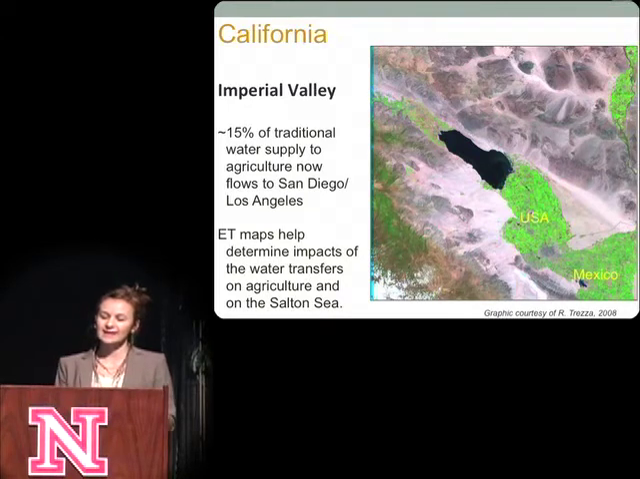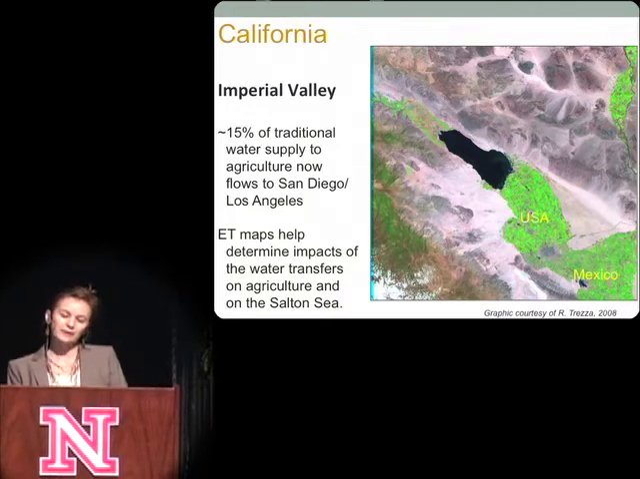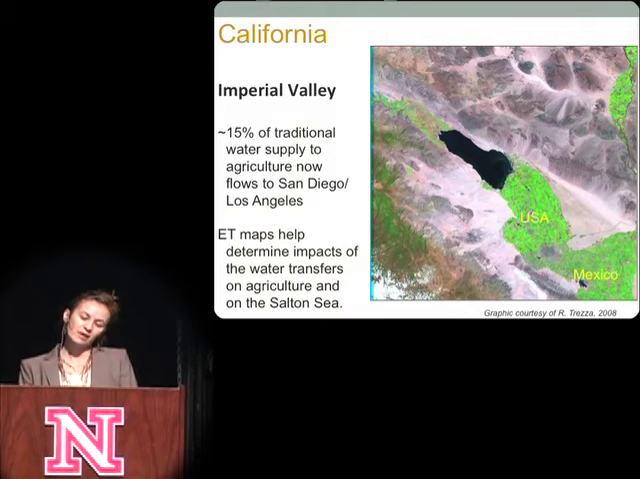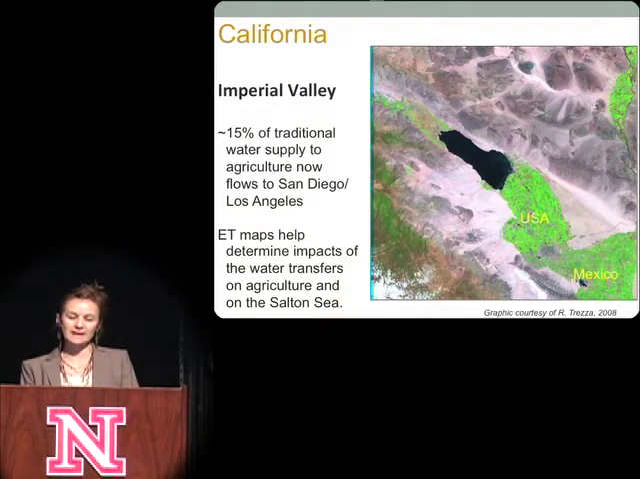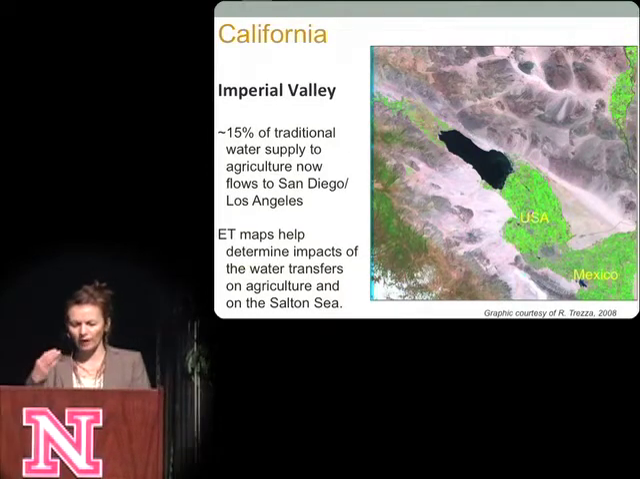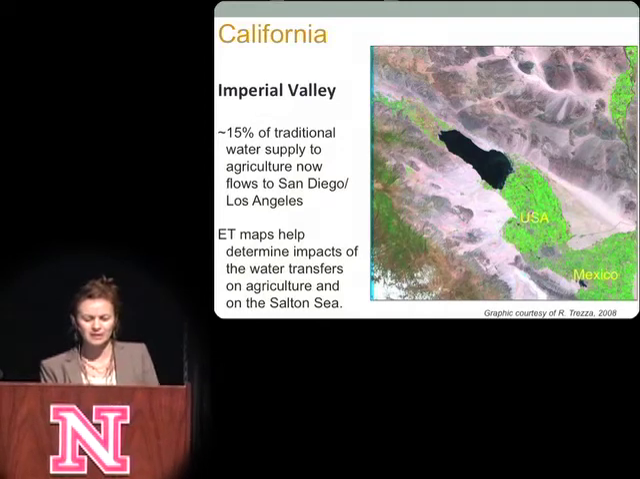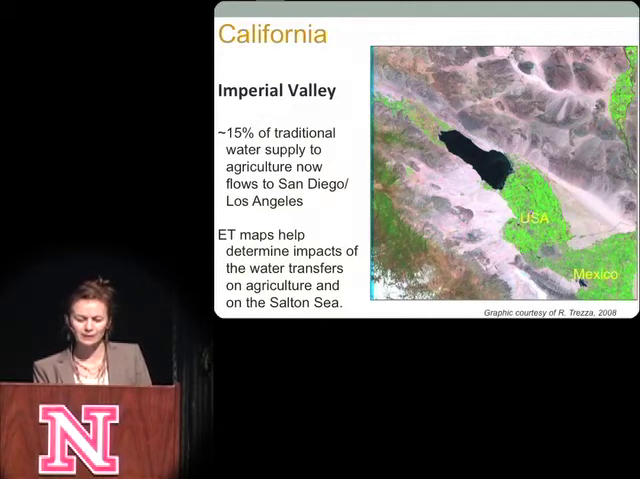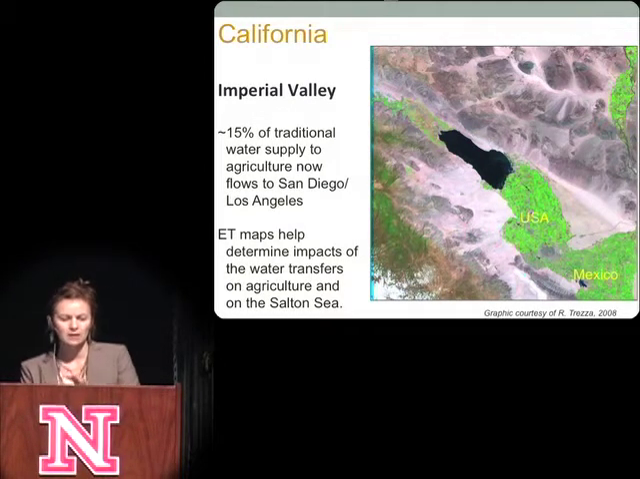It's a nice area. About 80% of our winter vegetables are grown in this area. So if you don't irrigate, you're going to see the impact in your crop production. So the ET maps, again, help us here to determine the impact of water transfer on the agriculture area, as well as at the Salton Sea.